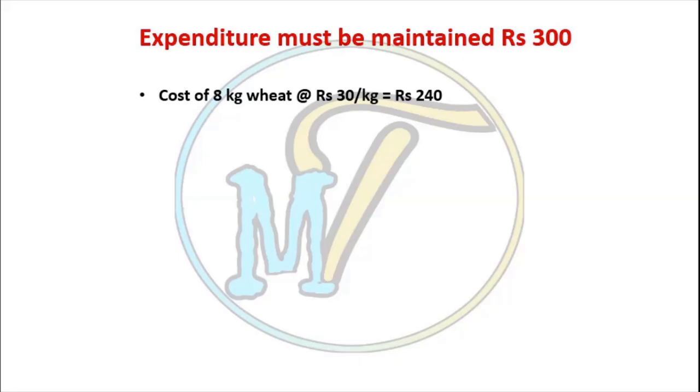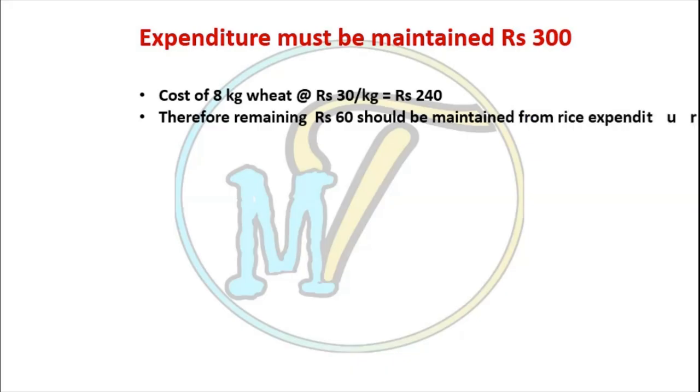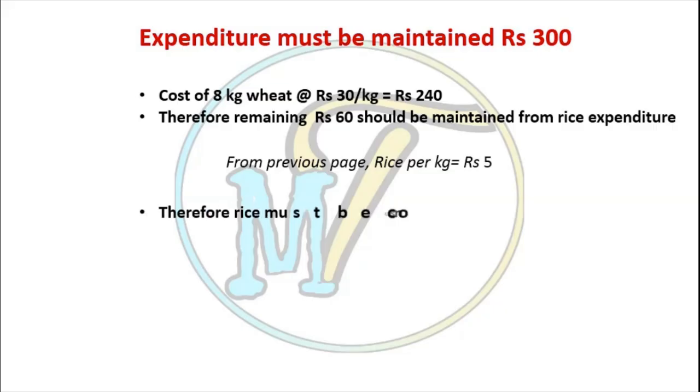If he spends 240 rupees on wheat out of his 300 rupees budget, how much money does he have left for rice? Simple subtraction. 300 minus 240 leaves him with exactly 60 rupees for rice. Since the price of rice hasn't changed, it's still 5 rupees per kilogram. How much rice can he buy with his remaining 60 rupees? We divide 60 by 5, which gives us 12 kilograms. He used to consume 20 kilograms of rice, and now he can only afford 12 kilograms.